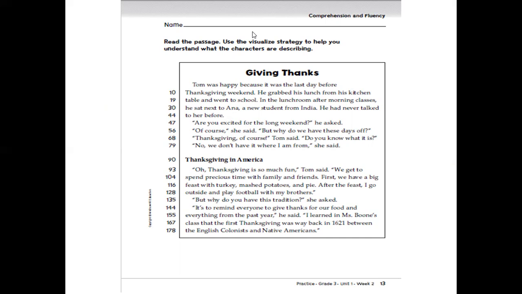Are you excited for the long weekend? he asked. Of course, she said. But why do we have these days off? She didn't know what Thanksgiving is. Thanksgiving? Of course, Tom said. Do you know what it is? No, we don't have it where I'm from, she said.